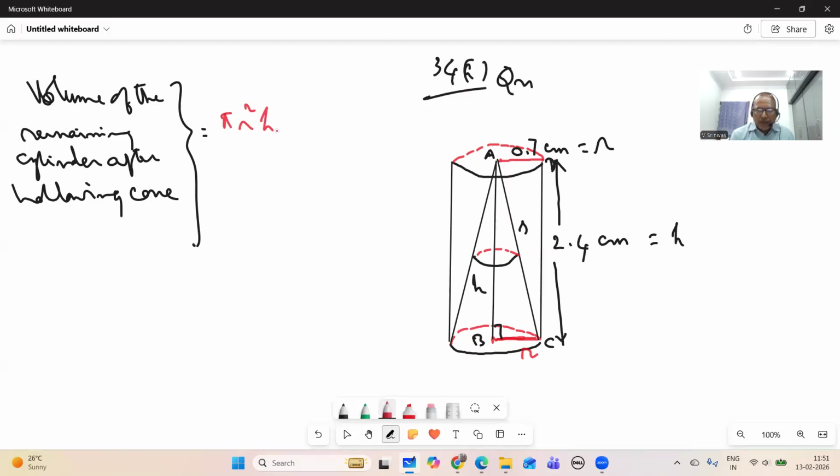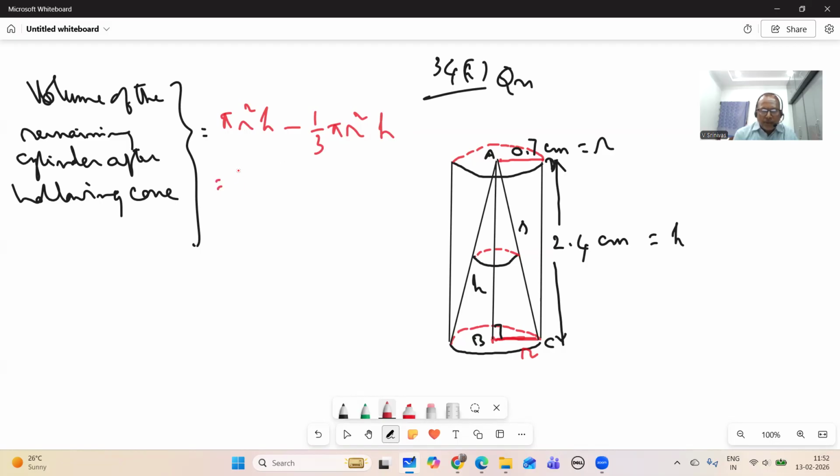Height is h. And from this, cone is carved out. Cone is hollowed out. What is volume of cone? It is 1/3 of the volume of the cylinder, that is pi r square h. And this cone and cylinder have the same height and same radius. That is why the volume of the cone becomes 1/3 of the corresponding cylinder, out of which it is carved out.